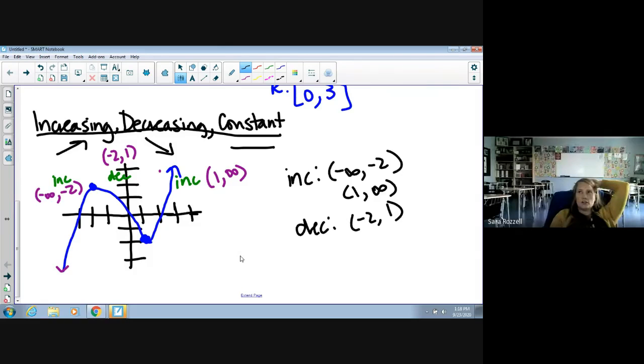Any questions on our increasing, decreasing, constant? All right. Remember, it's the x's. Think about your x-axis kind of like a number line. You're splitting that up.